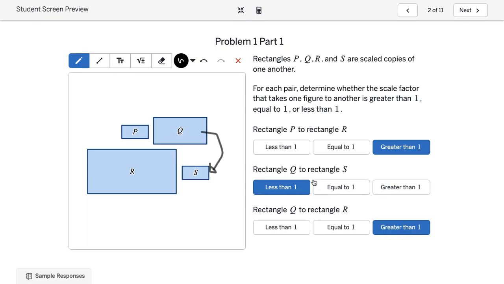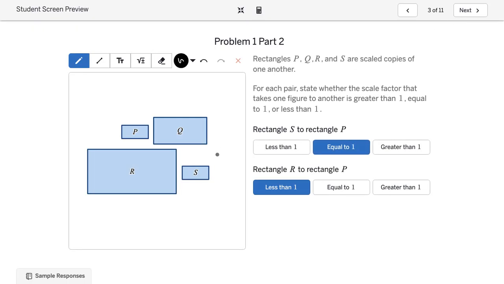So if it's a reduction, the scale factor is going to be less than 1. What about Q2R? Q2R is also an enlargement. It got bigger, so the scale factor has to be greater than 1. Okay. We have 2 here, so let's see what's the scale from S to P. From S to P, they're both identical rectangles, so no changes in size. So the scale factor that we'll use is equal to 1. From R to P is a reduction, right? It got smaller, so the scale factor used has to be less than 1.